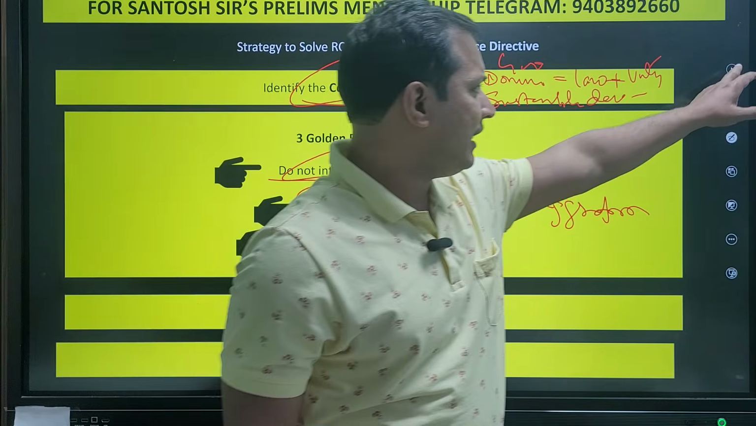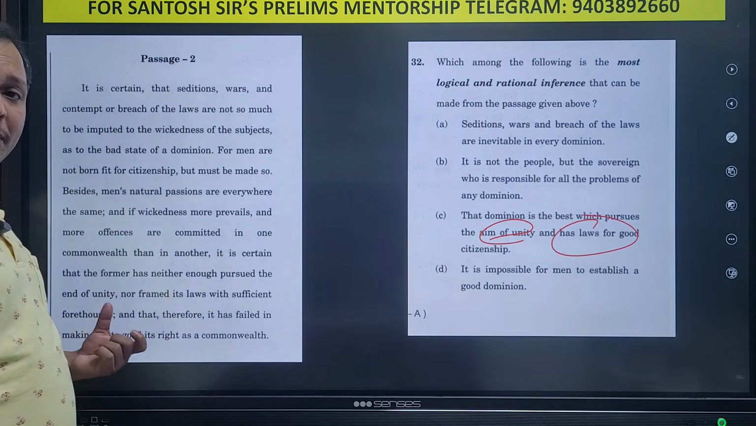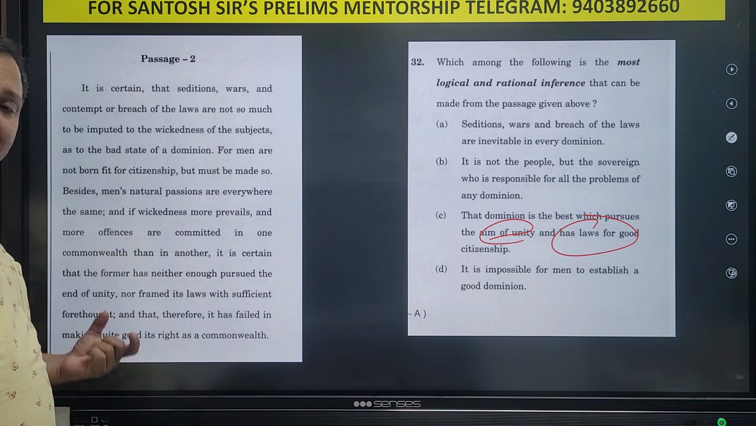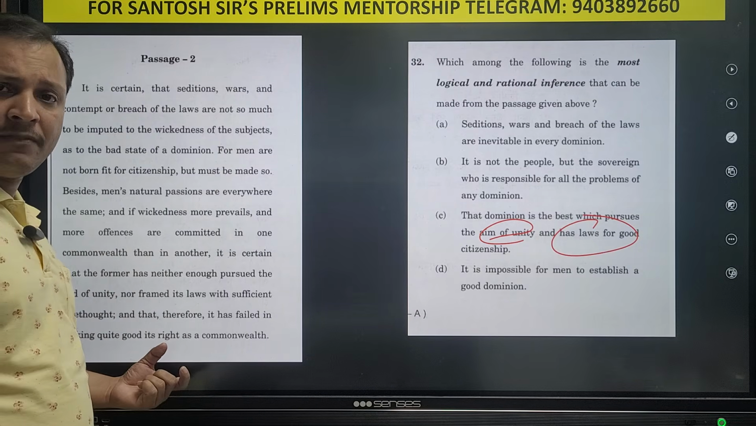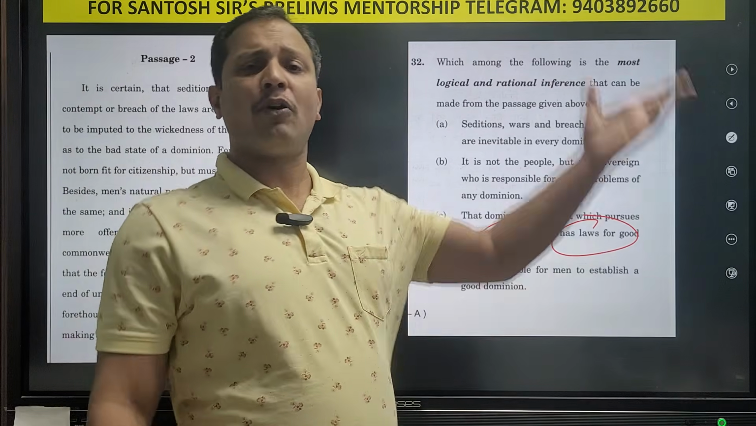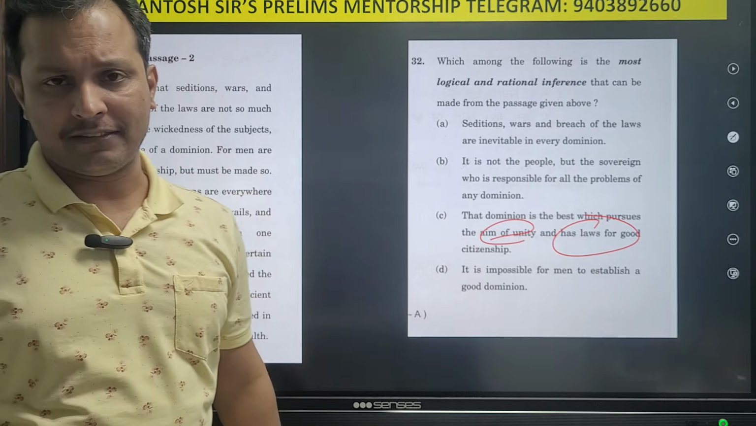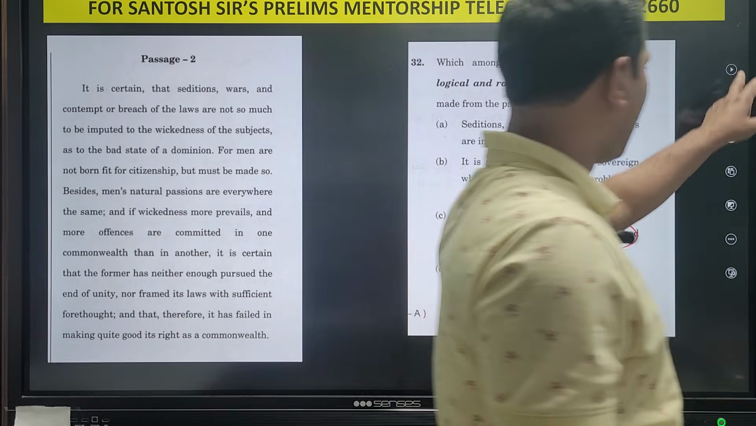Or here you can see the passage is talking about good dominion being possible. Good dominions are those which focus on unity, which focus on good citizenship laws. And this is saying what? It is impossible. Just the opposite of the passage. Eliminate that. Guys, this is how we do it.